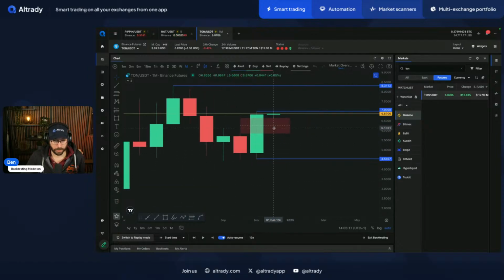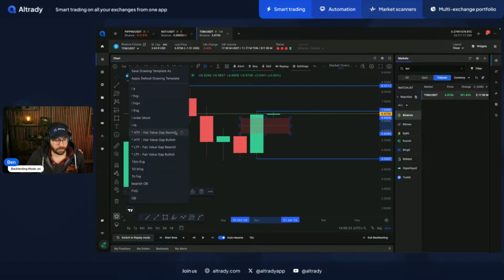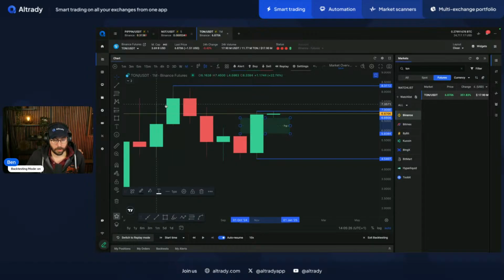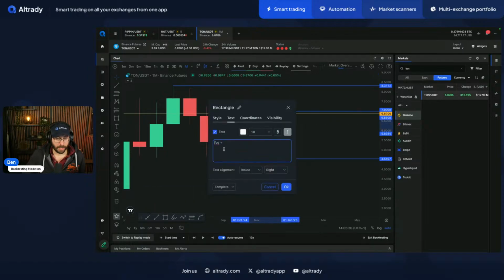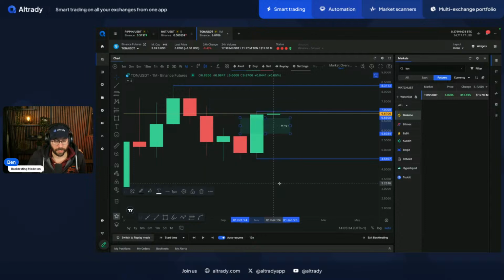So we can use our preset high time frame. Monthly fair value gap. Okay.